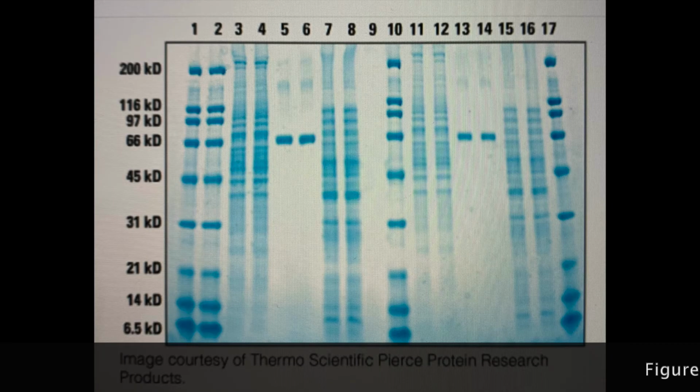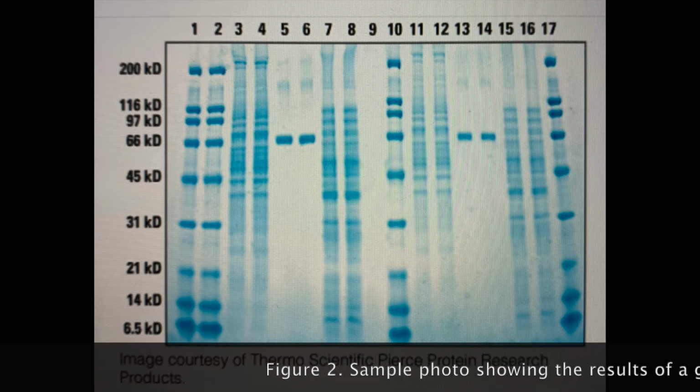To make sure it is still running properly, you can look for a wall of bubbles, which indicates an electric field is running through your gel. And remember that when you go to view this gel, the shorter fragments will travel further through the gel than the longer fragments. Here I have uploaded a sample of what a gel may look like once it is run and visualized.